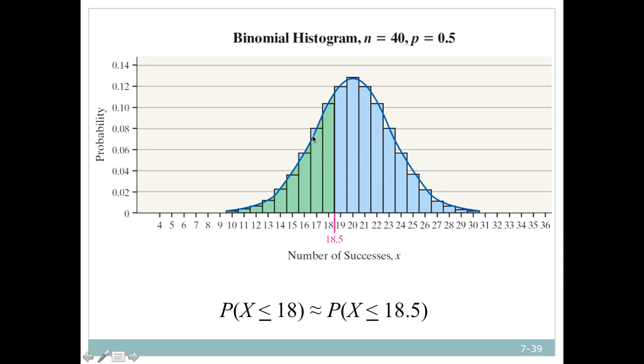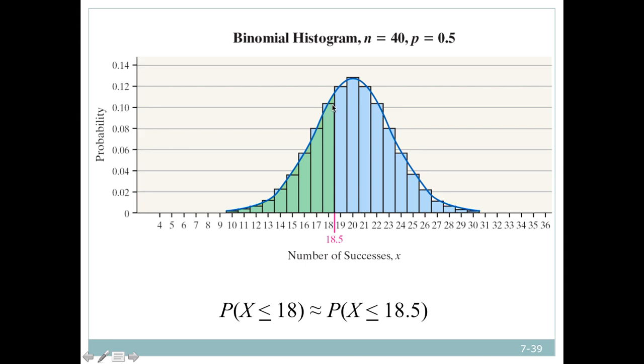What you should notice is that there are some places where I have a little bit of an extra bar sticking out, or a little bit of a missing bar. This is where the correction for continuity comes in. Let's say I want the probability that x is less than or equal to 18. If I were to use these binomial pieces here, I would be missing this little chunk. That's not included under my normal curve.